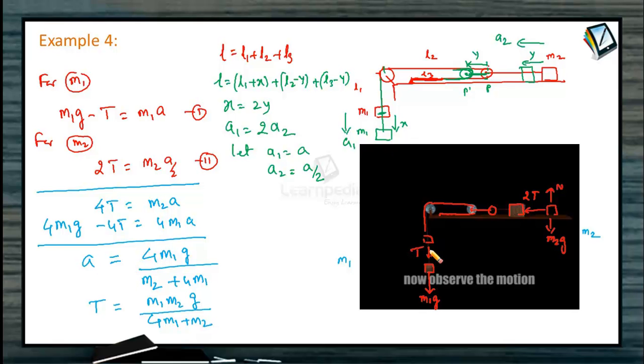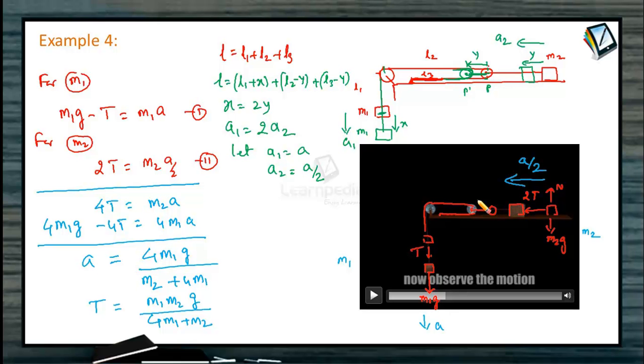Body of mass M1, when it comes down with acceleration A, we have considered this body starts moving in this direction with acceleration A by 2 because it is attached to the pulley. That pulley rolls over. This string is inextensible. So when it comes down by X, this travels by Y. And remember, Y is nothing but X by 2.